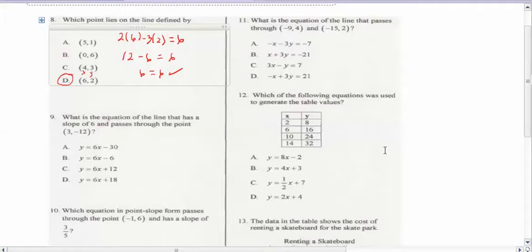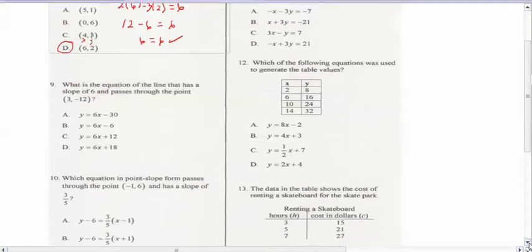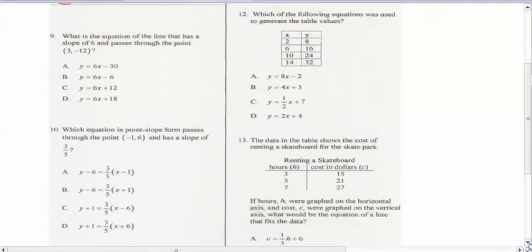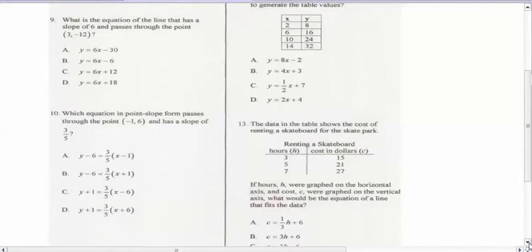Number 9. Number 9 tells us they want to find an equation that has a line of the slope of 6 and passes through the ordered pair 3, 12. Well, all these have a slope of 6, so that's not going to help me. So I need to find out b, because all the b's are different.